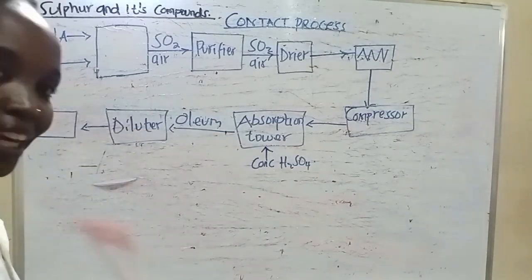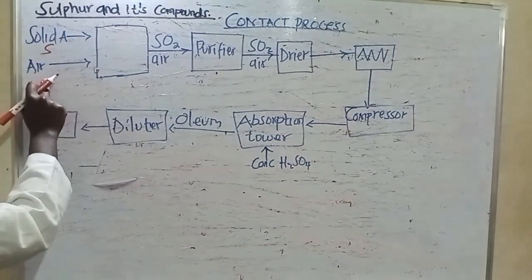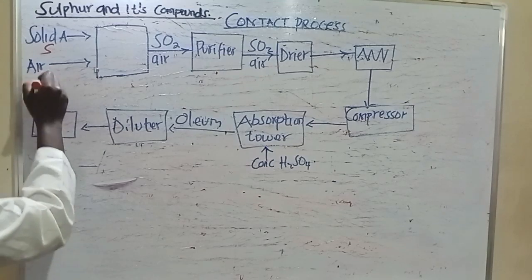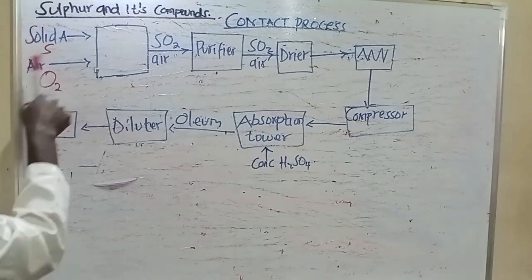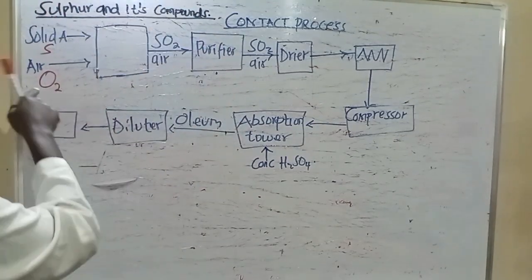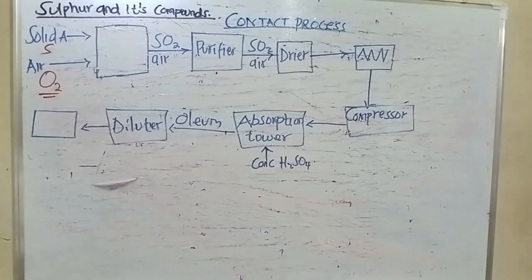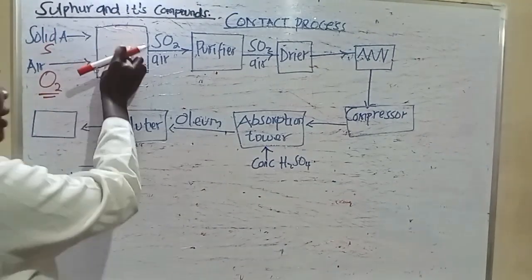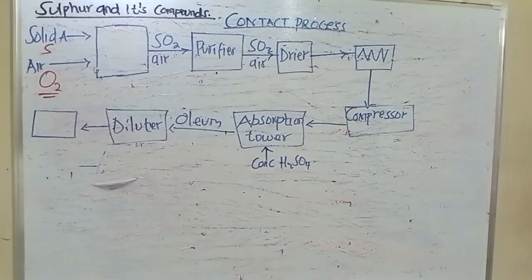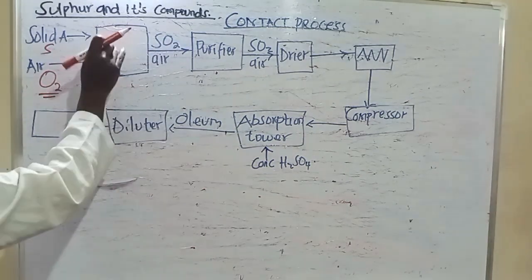We have air here. So our air, we are talking about what? We're talking about oxygen. The active part of air that we're interested in the whole process is oxygen. Now, sulfur and oxygen is going to react here to give us sulfur oxide. So they want us to say, what is this?